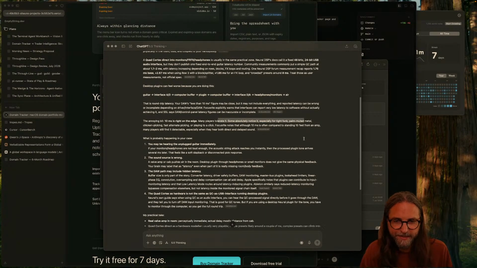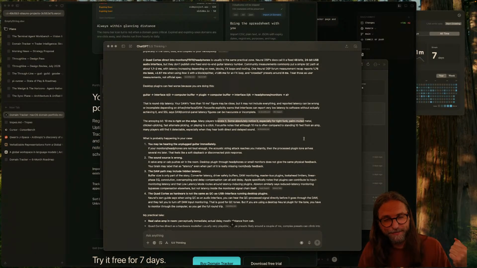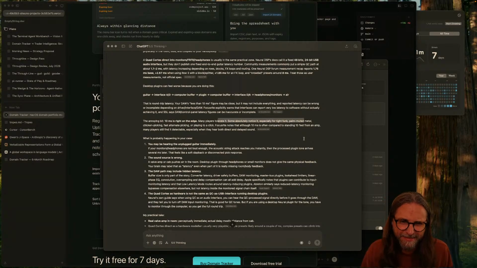Okay, so I do notice it. I'm not making it up in my head. But the Quad Cortex would be better, which is great. But then I guess plugging the Quad Cortex into the interface, into the computer, and then back out again would have the same issue as the plugin, right?